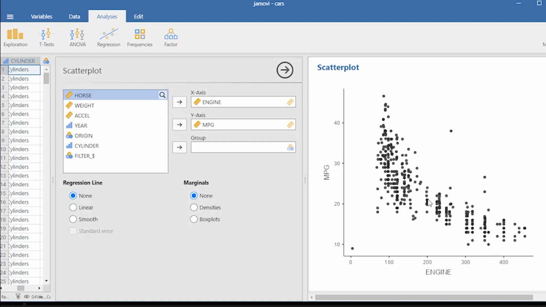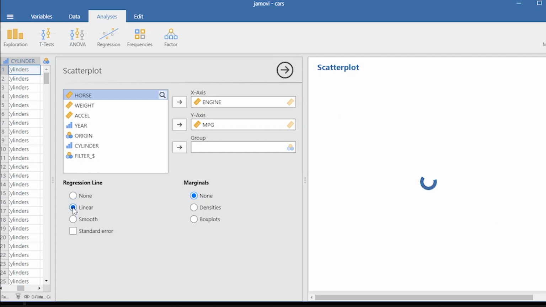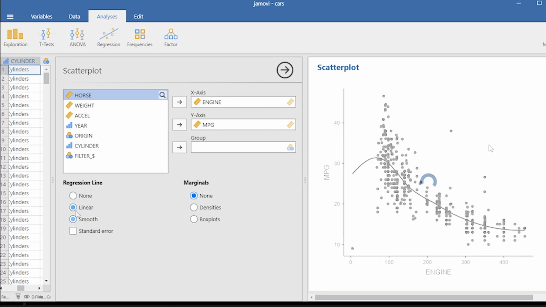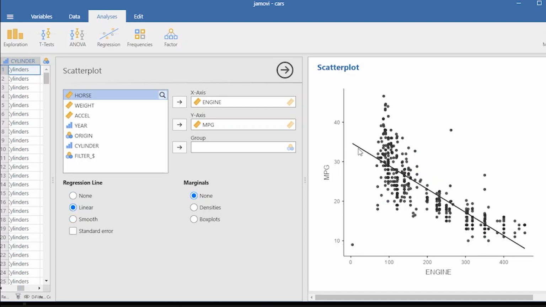Obviously, when I look directly, if I want to put a line just to see the kind of line here, and if you also want to smooth the line, put a normal line, it is obvious it is a negative kind of relation. For some time, the engine size seems to have no clear effect, it's a constant. I mean, miles per gallon was increasing over time when the engine size was small.